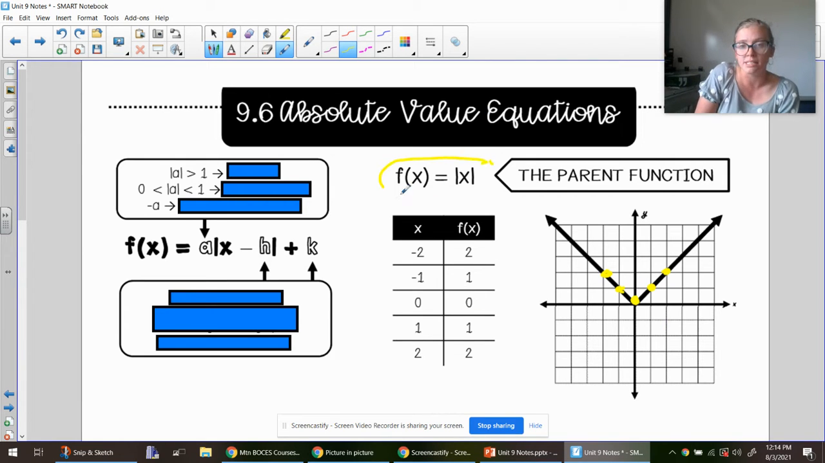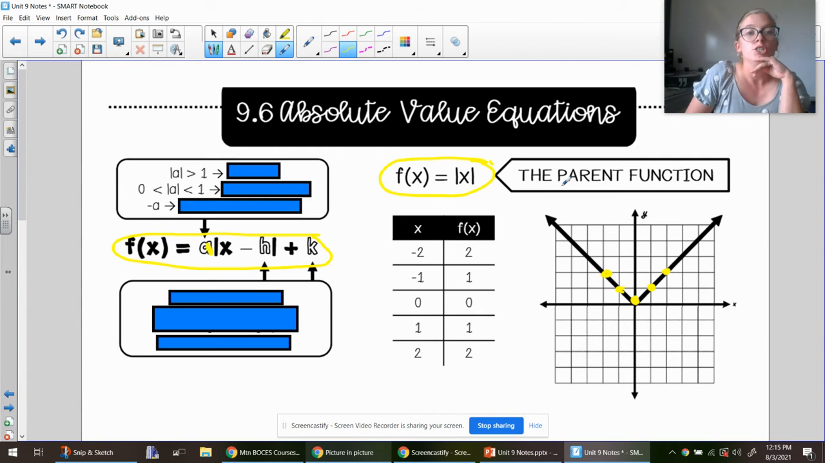But we want to go beyond the parent function. We want to look at a more complicated function. So this is going to be the formula for an absolute value equation in vertex form. Let's break down each of these pieces. The first piece we're going to break down is a. We actually already know what a does from our quadratic function in standard form. A is going to be what helps us figure out the shape of, in this case, not a parabola, but a V.